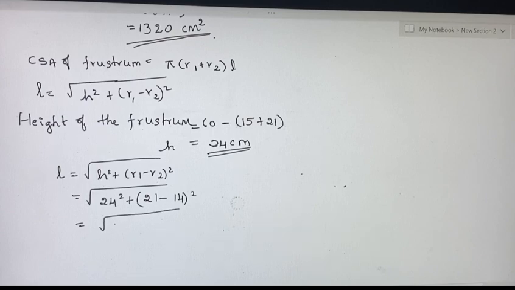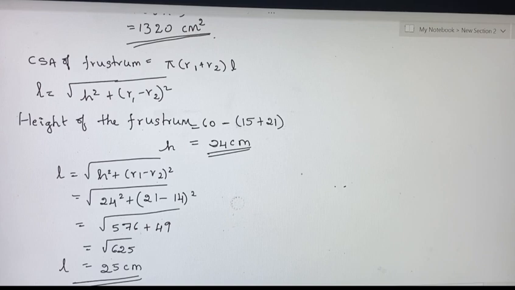24 square. What is the square of 24? It is 576. Plus 21 minus 14 is nothing but 7. 7 square is nothing but 49. So if we add 576 plus 49, we get the answer as root of 625. So what is the root of 625? It is 25. So now we know the value of L as well.